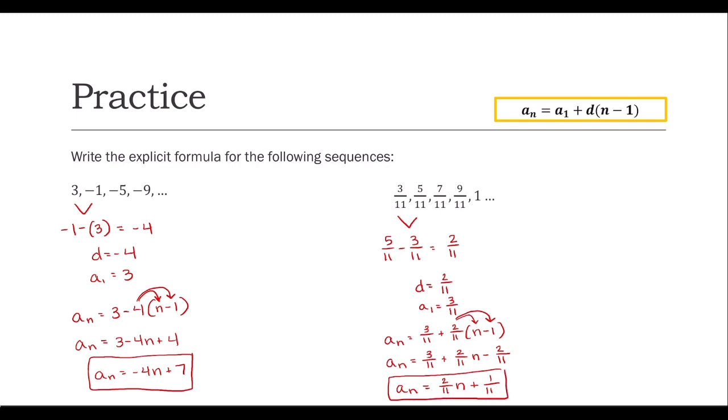We can go ahead and test this one out. Let's use our fourth term. a sub 4 equals 2 over 11 times 4 plus 1 over 11. So you get 8 over 11 plus 1 over 11 equals 9 over 11. And if we look up here, our fourth term is 9 over 11. So our equation is correct.